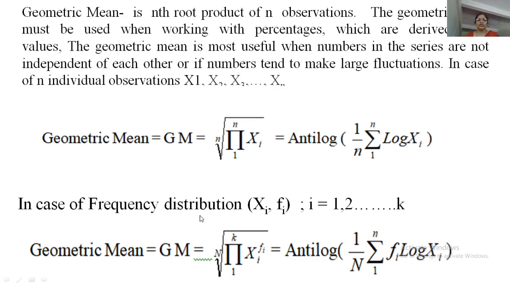In case of frequency distribution, when we have data of the type xi, where xi is midpoint of the class interval, then geometric mean is, you have to first consider product of xi raised to fi for say k classes, and then you take nth root of it. So by using the same logarithmic technique, GM is equal to antilog of 1 upon n summation of fi log of xi. Actually it should be i is equal to 1 to k. Remember that this is not equal to n, this is i is equal to 1 to k.